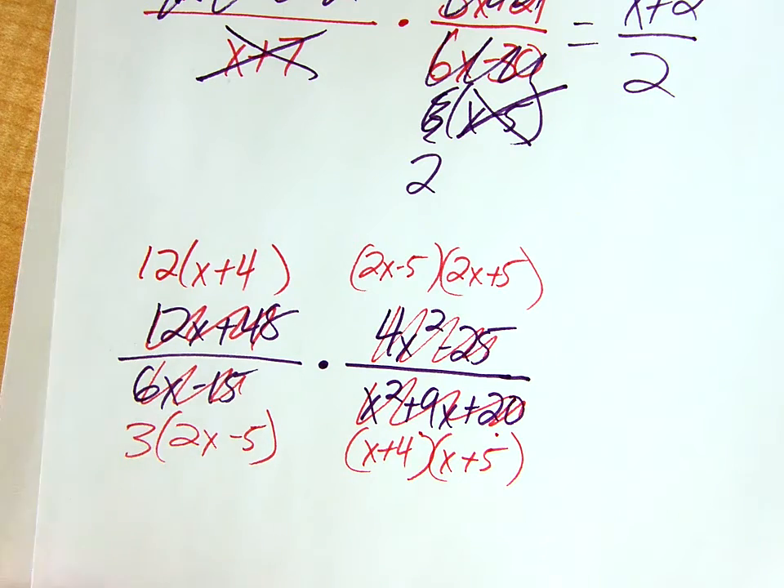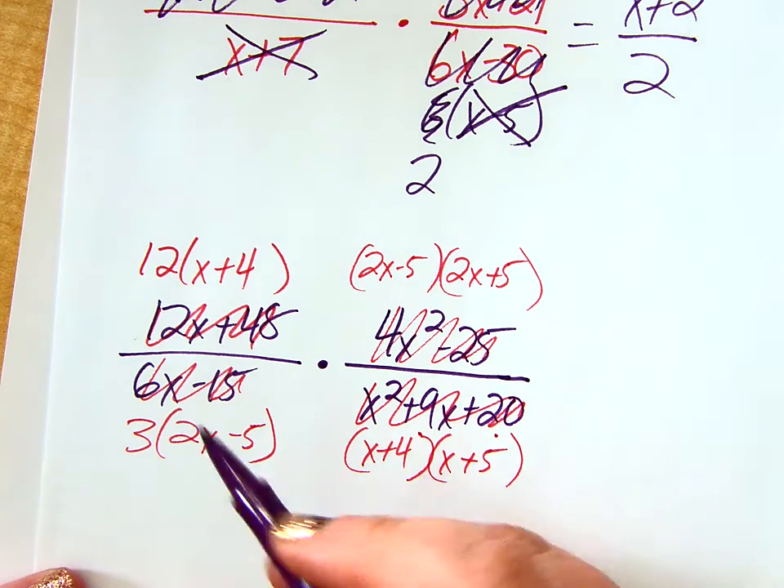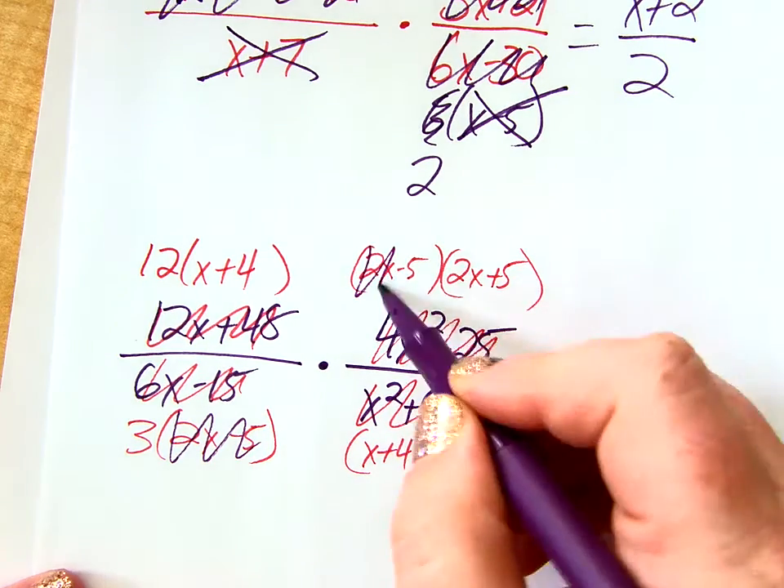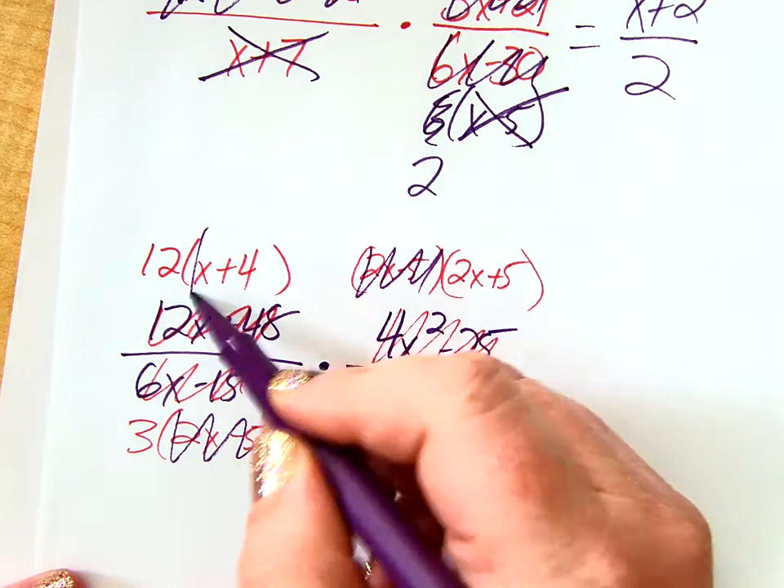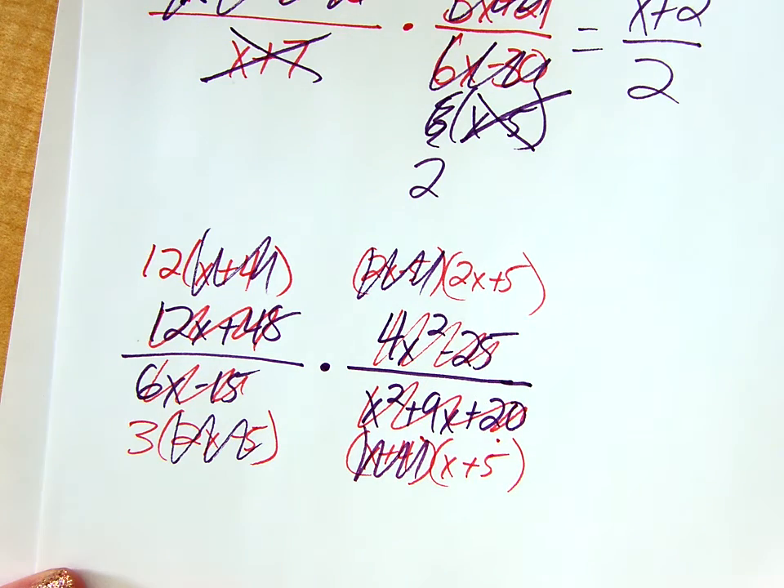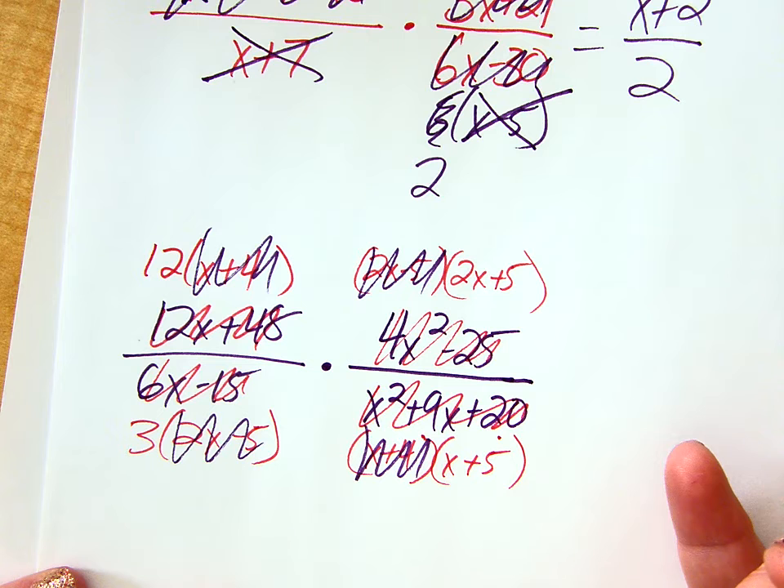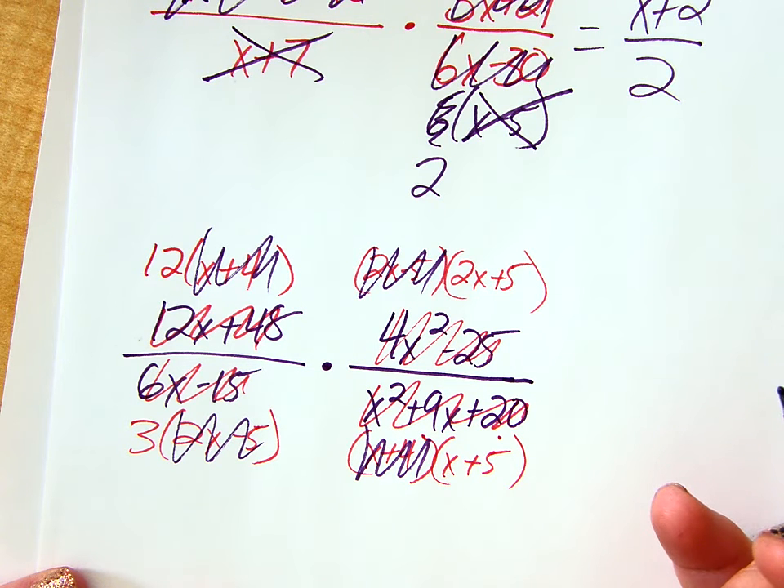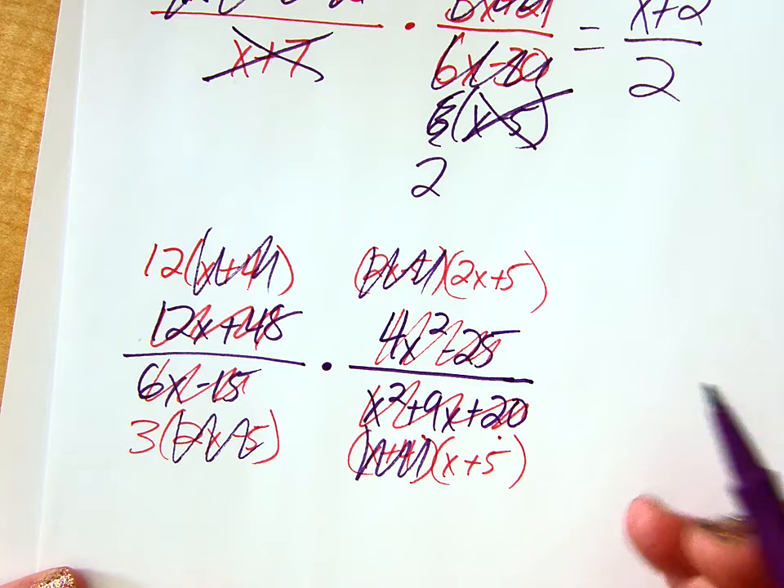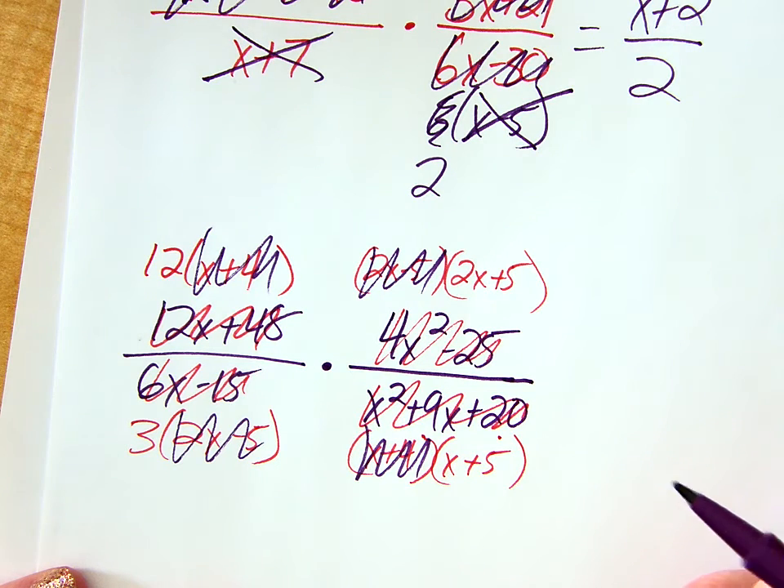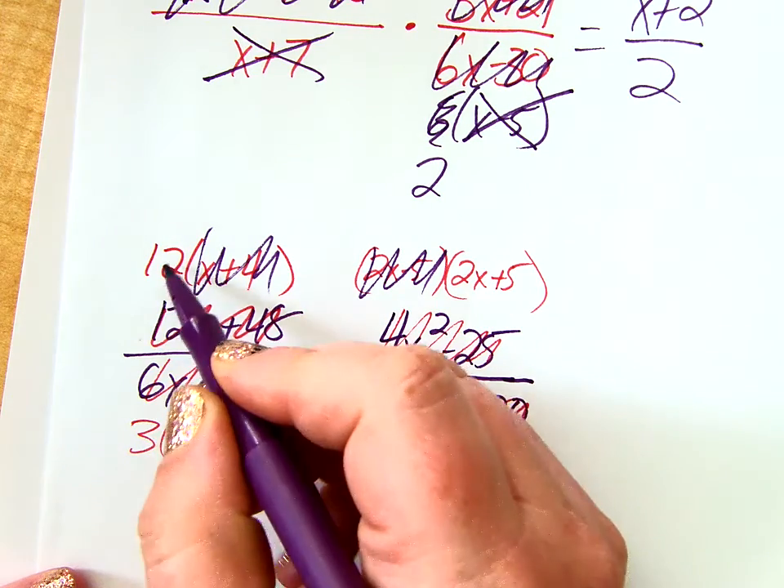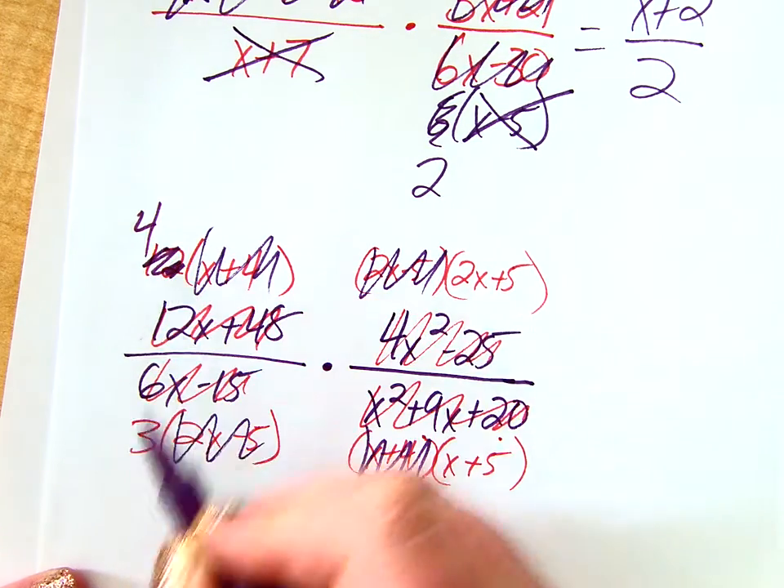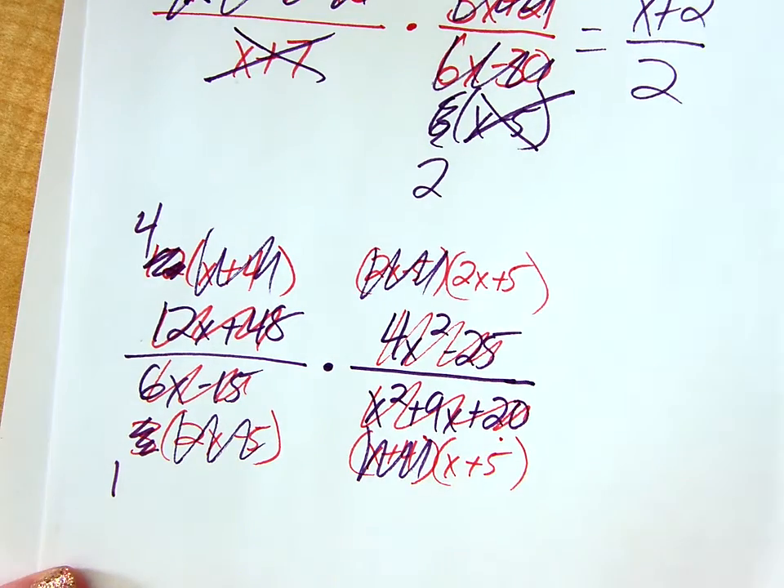So, let's see. What can I do? 2x minus 5 with the 2x minus 5. I can do an x plus 4 with an x plus 4. Anything else? You can do 12 and 3. Yes, 12 and 3. 3 goes into 12 4 times. 3 goes into 3 once. Now I think I'm done.